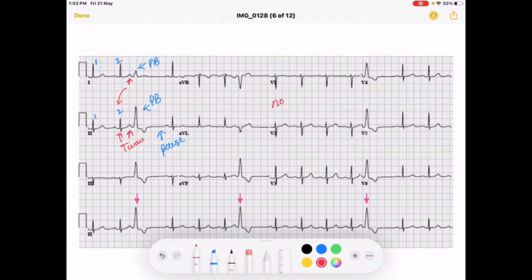So there is again no P wave. QRS is wide and bizarre. So this is a ventricular premature beat with the pause. Again if you see here, this looks like a P wave, but it is the T wave of the previous sinus beat. So this is a ventricular premature beat.